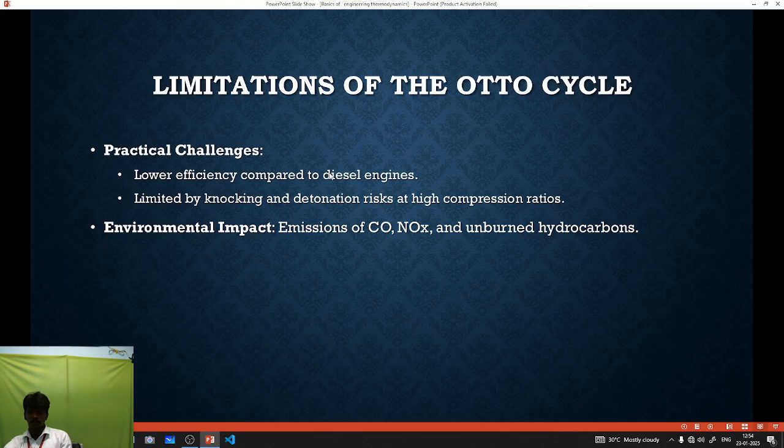Further, we move to diesel engines. Limited by knocking and detonation risk at a high compression ratio. At a high compression ratio, sound will occur from the knocking and detonations. Environmental impact: emissions of carbon dioxide, nitrogen oxides and unburned hydrocarbons are emitted by Otto cycles.